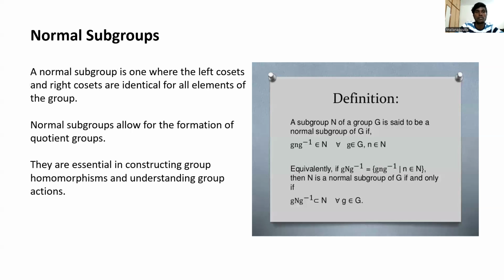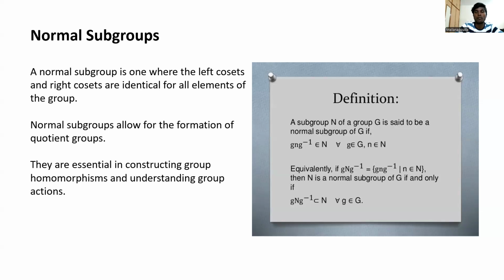A normal subgroup is one where the left cosets and right cosets are identical for all elements of the group. Normal subgroups allow for the formation of quotient groups. They are essential in constructing group homomorphisms and understanding group actions.